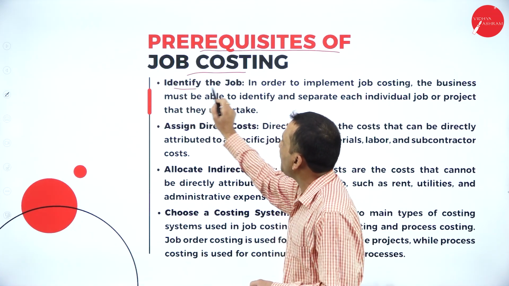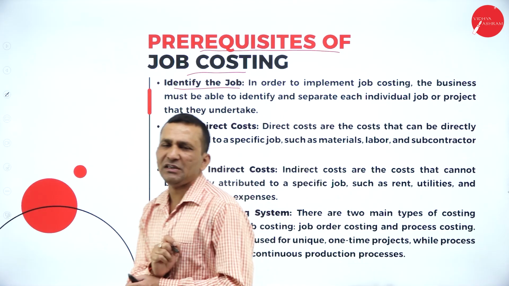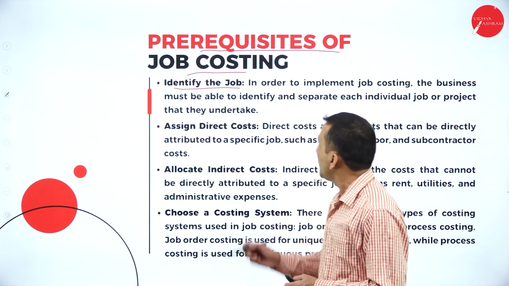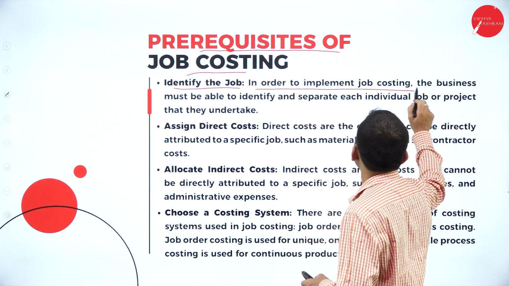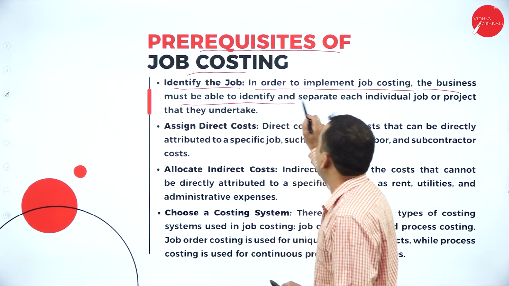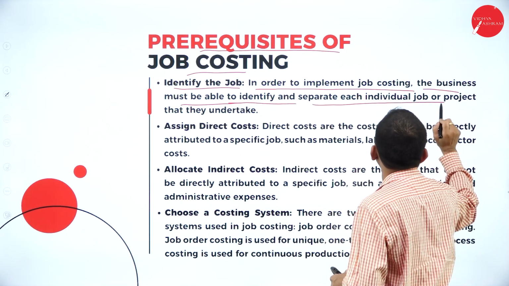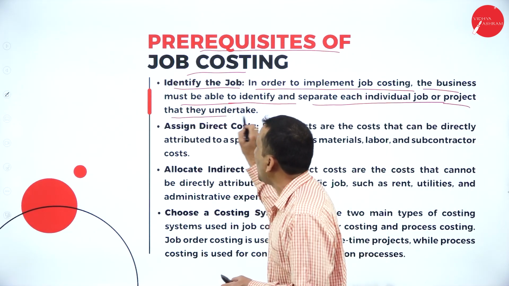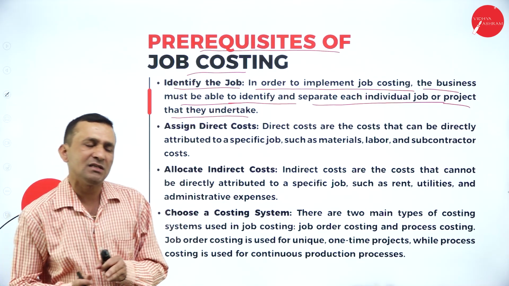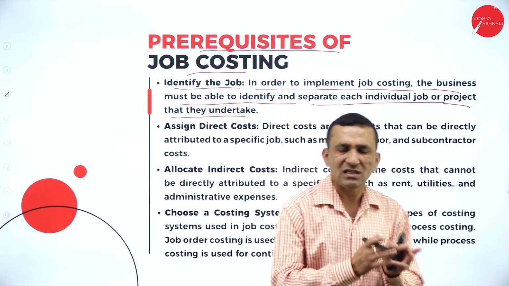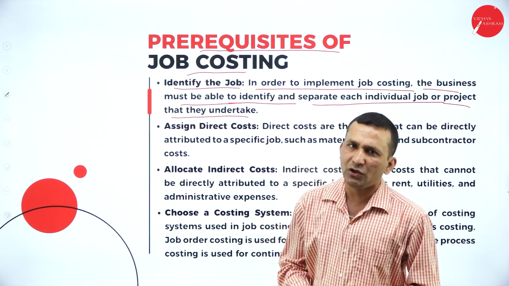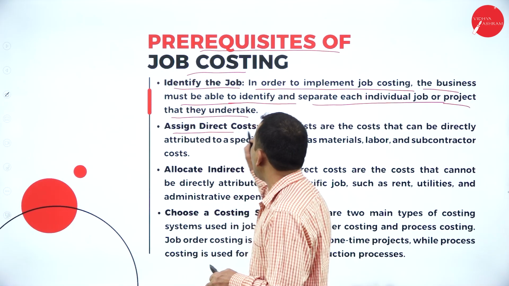The first one is to identify the job. You have to identify which type of job you are performing, so identifying the job is very important. In order to implement job costing, the business must be able to identify and separate each individual job or project that it has taken on, whether you are in the furniture business or offering a different product or service to customers. And next, assign direct cost.